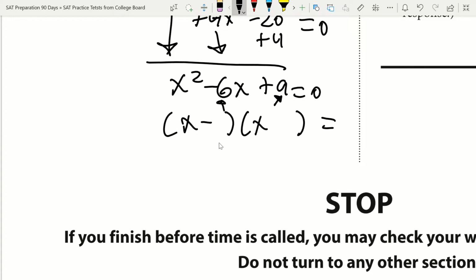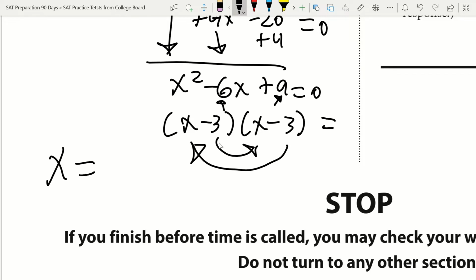Well, that's going to be negative 3 times negative 3. Okay, negative 3 times negative 3 gives me 9. And negative 3x plus negative 3x gives me minus 6x. Okay, so my answer there then is going to be that x equals 3, right? Because I take this right here and I flip its sign to find what x is going to equal, right?